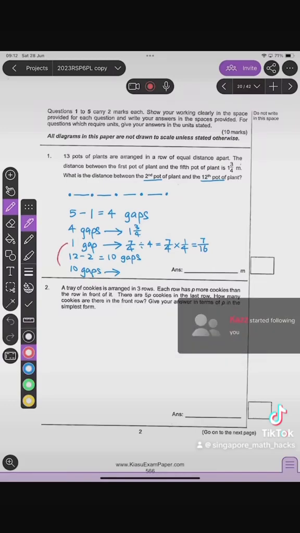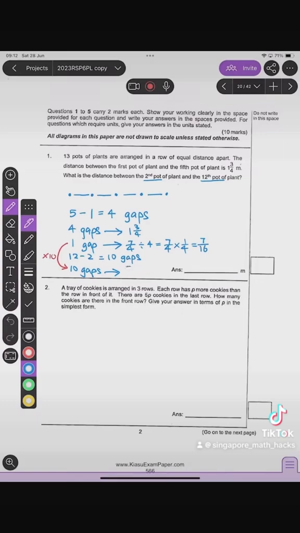So from 1 gap to 10 gaps, I just need to times 10, right? So if the left side times 10, the right side also times 10. I take 7/16 multiplied by 10 equals 70/16, which is 4 3/8. You reduce it to simplest form. The distance is 4 3/8 meters.